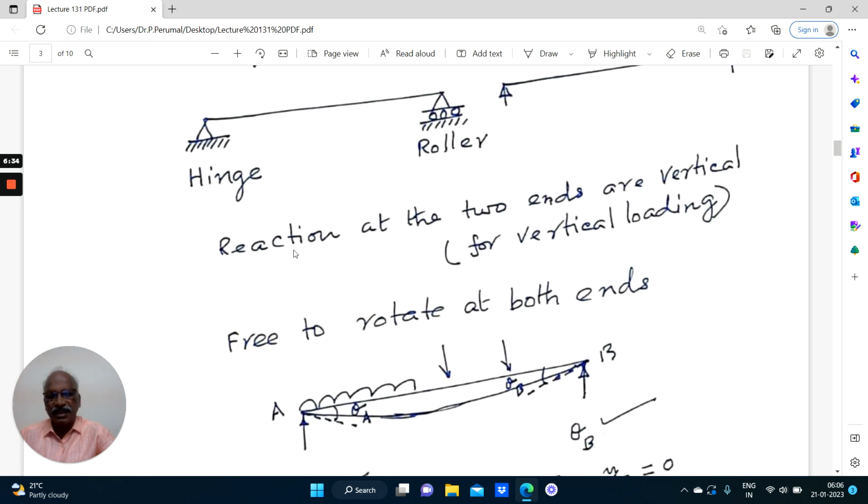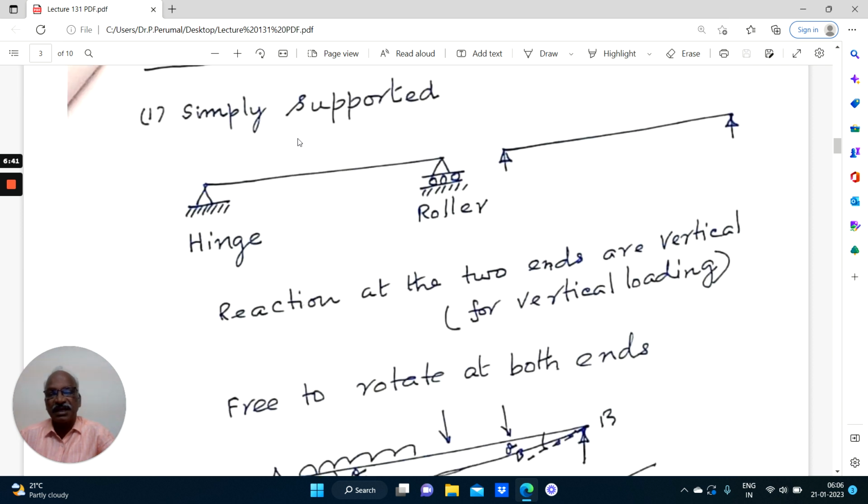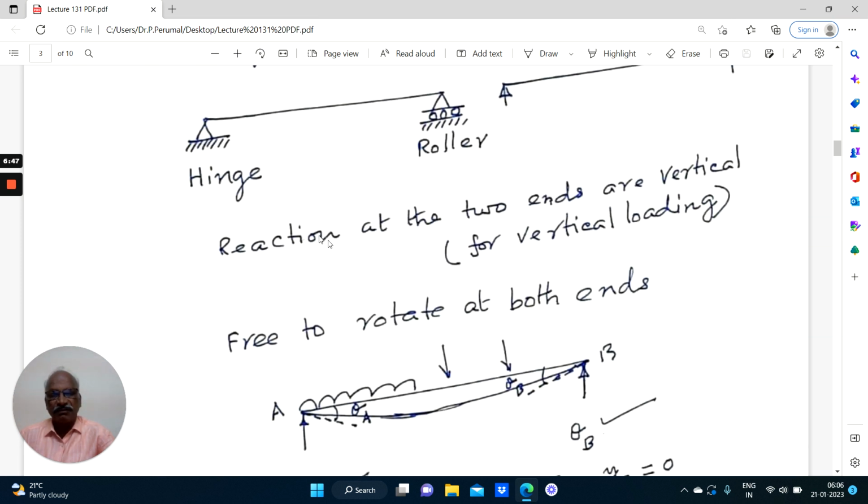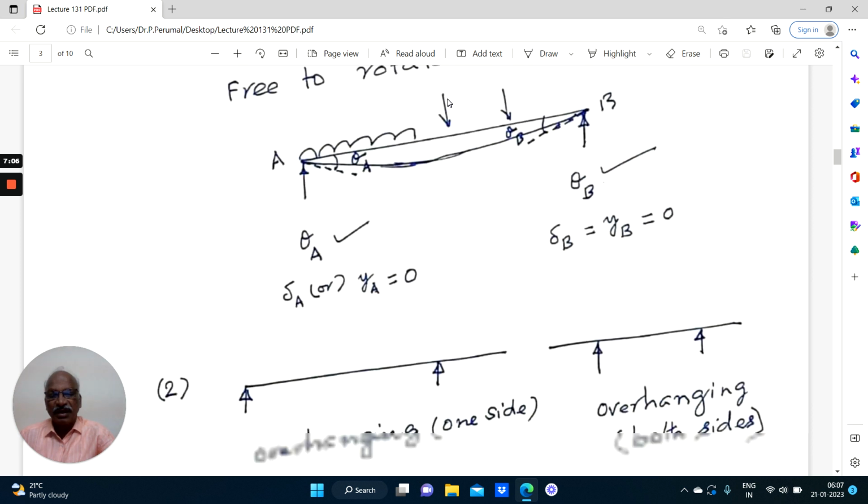So the reactions at the two ends are vertical. Of course, it is only for vertical loading. Suppose there is an inclined load, then there will be a horizontal reaction also. Therefore, we'll just discuss only the basics now. Reactions at the two ends are vertical for vertical loading. Free to rotate at both ends. So this is free to rotate. This is also free to rotate. This again we will discuss a little later.